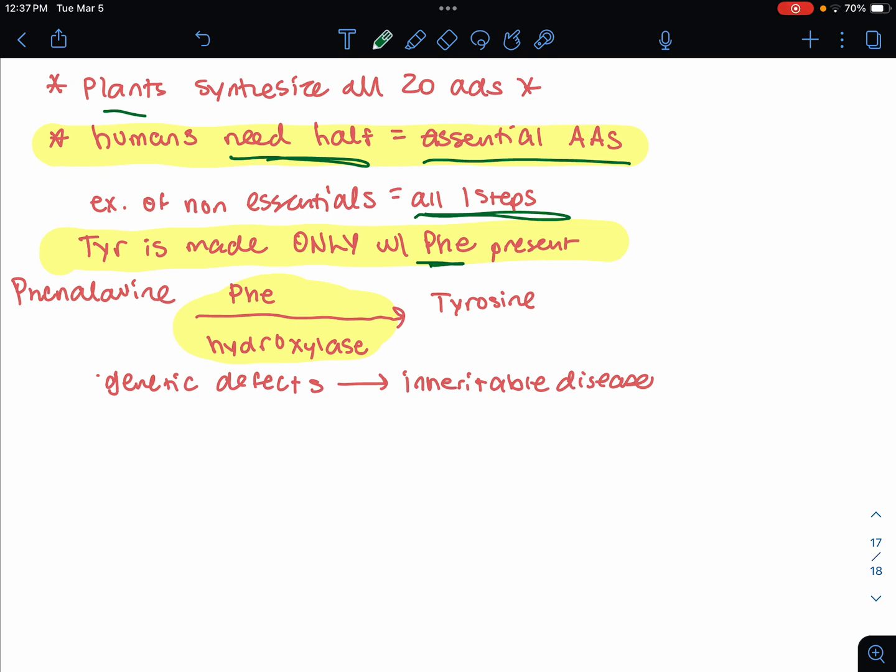So how do we make tyrosine from phenylalanine? We take phenylalanine hydroxylase, and that's going to add an OH to the structure of phenylalanine, and that gets us to tyrosine. Genetic defects in phenylalanine hydroxylase or any of these other enzymes will lead to inheritable diseases.